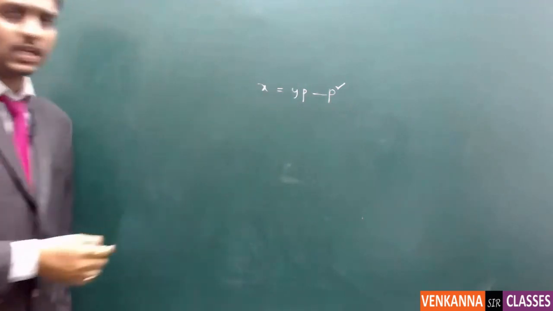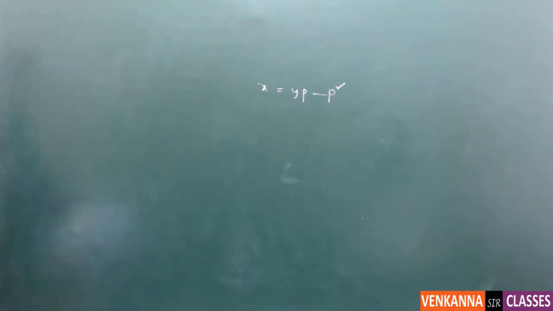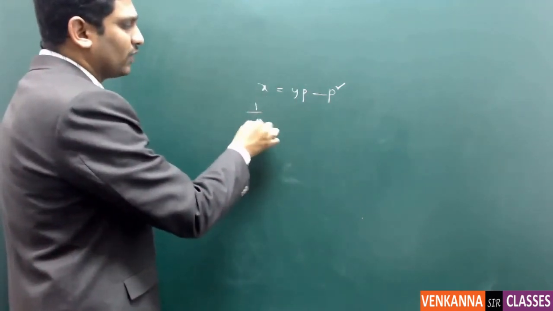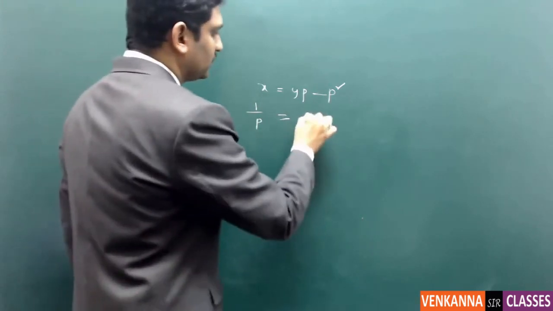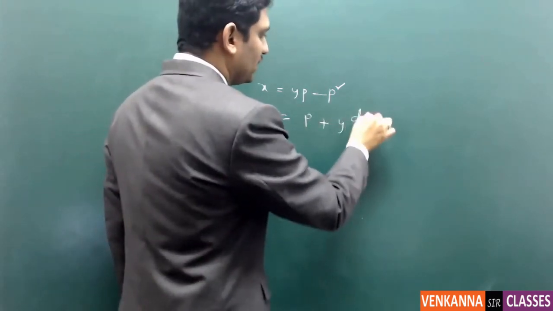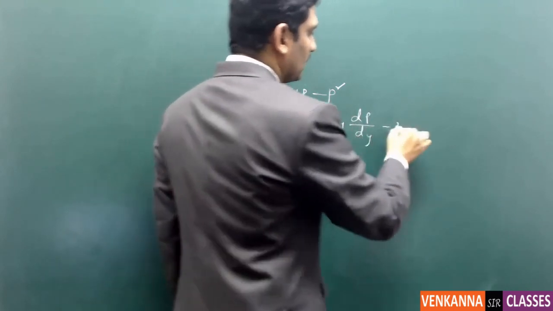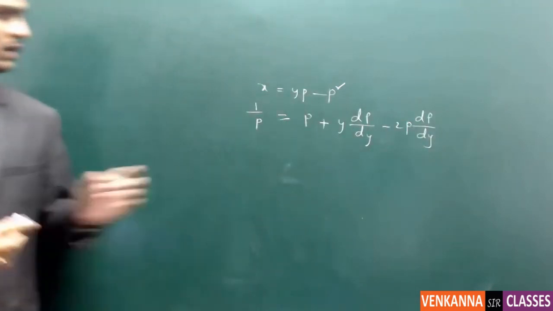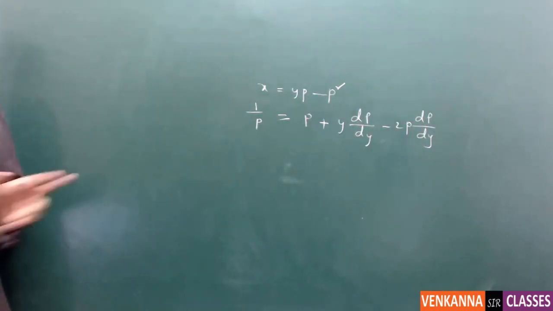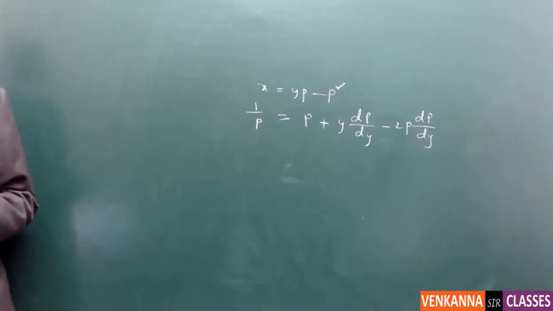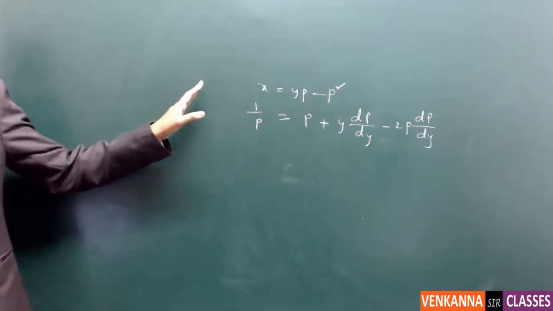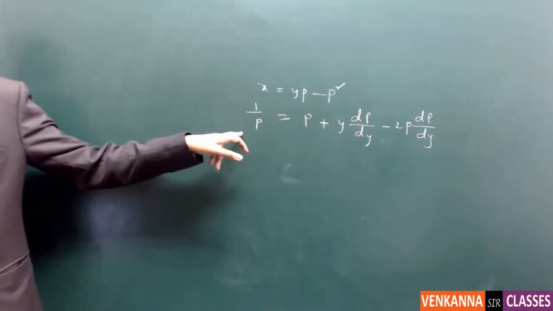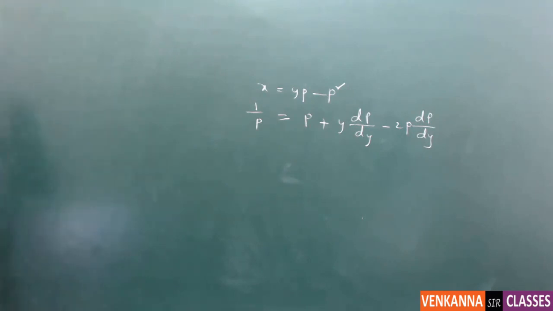So if you differentiate with respect to y on both sides, then dx by dy, which is 1 by p, is equal to p plus y into dp by dy minus 2p into dp by dy. So here our criteria is you have to make it into factorization, or if that is not possible, if you are able to represent that as a linear model, you are going to solve that in the linear model. Okay, fine.